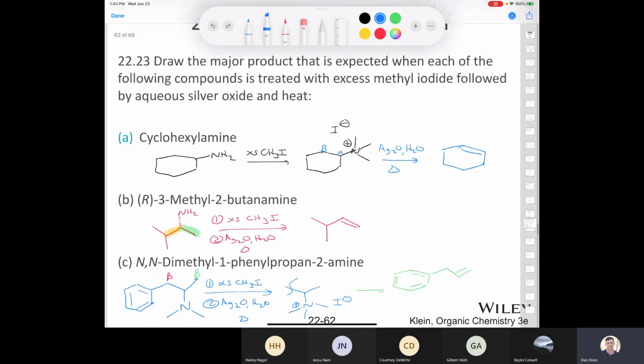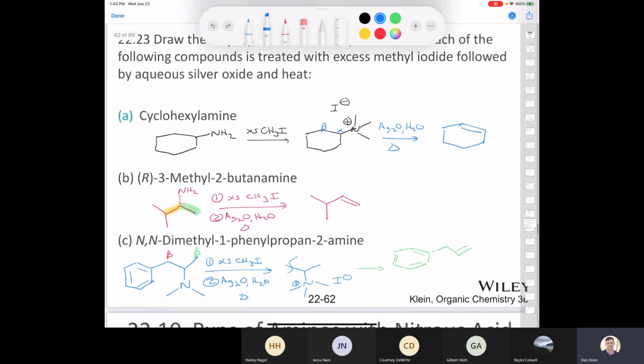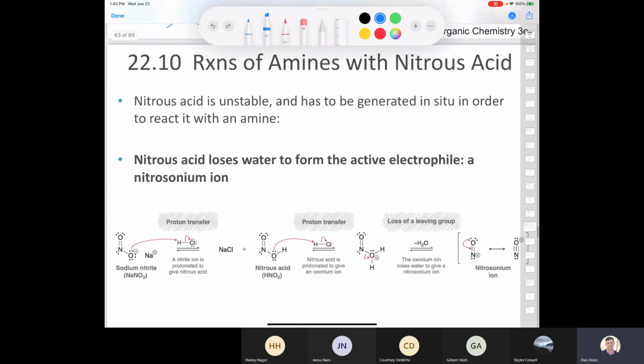And so after that, we answered a couple of questions about Hofmann elimination, and that brings us to the next section. So that was the little review I wanted to do before we get into the next section, which deals with reactions with amines in nitrous acid. Nitric acid. Everybody knows what nitric acid is, right? That's HNO3.